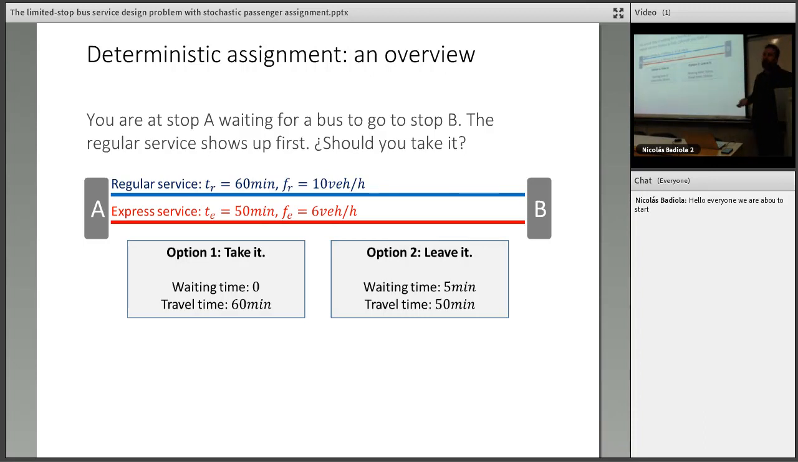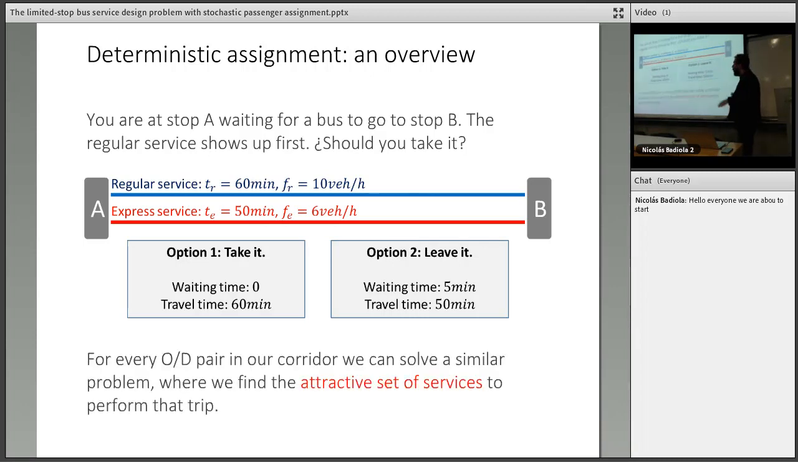If you don't take the regular service, then you will have to wait, it should be 3 minutes. Assuming that the buses arrive uniformly to the station, the expected value of your waiting time should be 3 minutes, not 5, and your travel time would be 50 minutes. So this option has a cost of 60 minutes, this option has a cost of 53 minutes. In this scenario, you would let the regular service go, and you would wait for the express service. Every time we are dealing with an isolated OD pair, you can perform this kind of analysis, and this will yield a set of attractive services, the services that you will be willing to take in order to minimize your expected travel time.